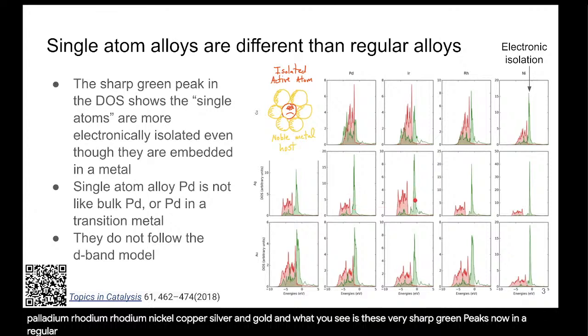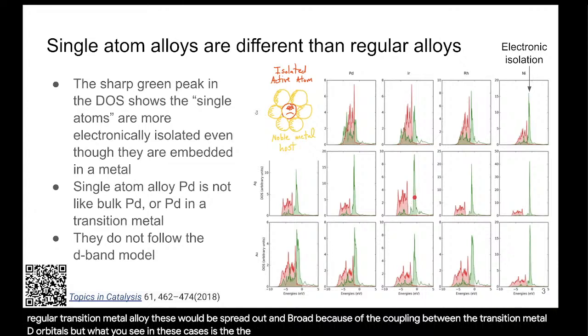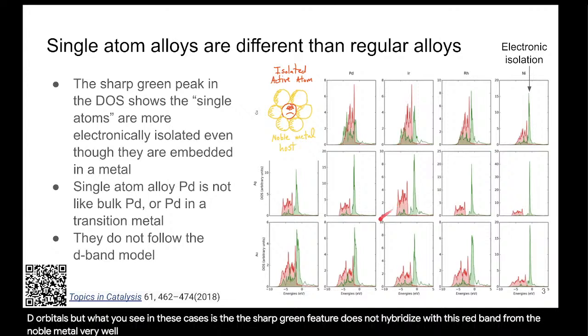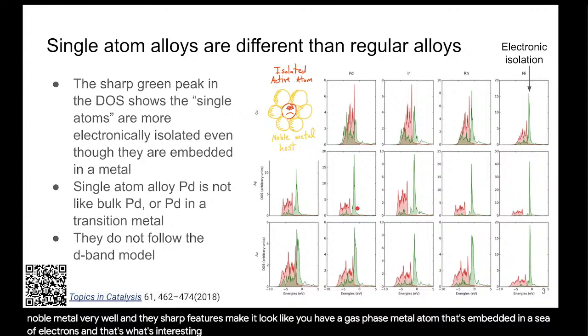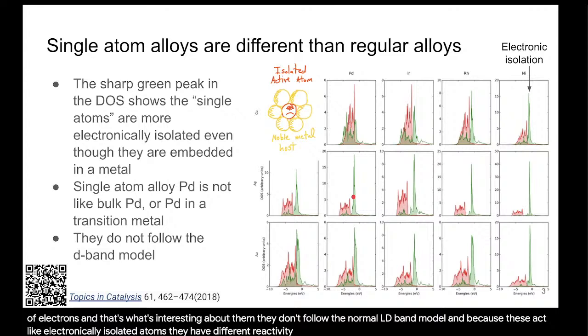Now, in a regular transition metal alloy, these would be spread out and broad because of the coupling between the transition metal d orbitals. But in these cases, the sharp green feature does not hybridize with this red band from the noble metal very well. These sharp features make it look like you have a gas phase metal atom embedded in a sea of electrons, and that's what's interesting about them. They don't follow the normal d-band model. Because these act like electronically isolated atoms, they have different reactivity, and that can lead to interesting properties.